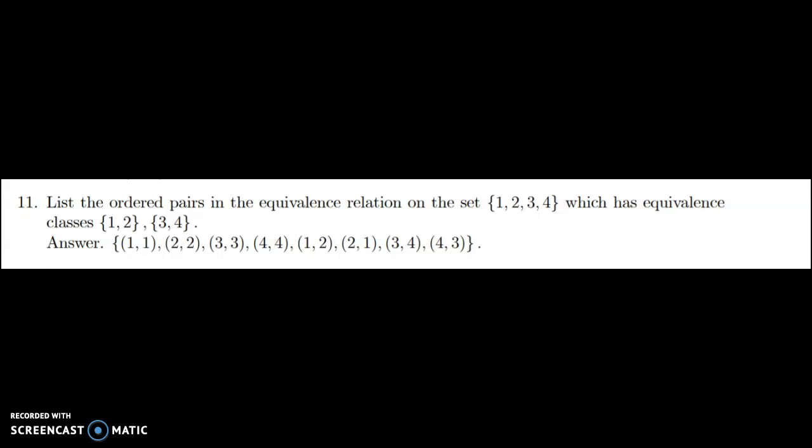Problem 11. List the ordered pairs in the equivalence relation on the set {1, 2, 3, 4}, which has equivalence classes {1, 2} and {3, 4}. To write the pairs in the equivalence relation, we start with writing all possible pairs that have entries from the first subset. These are (1,1), (2,2), (1,2), and (2,1). So we are done with the first subset. And then handle the second subset similarly. Write down all possible pairs that can be written using the numbers 3 and 4: (3,3), (4,4), (3,4), and (4,3). And this is the answer. We are done.